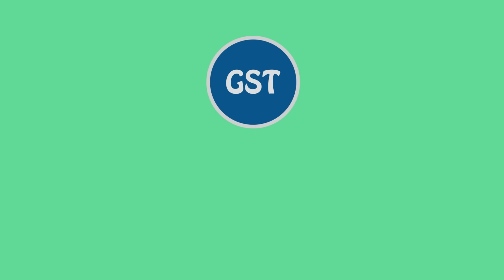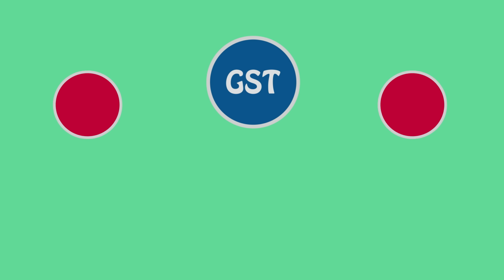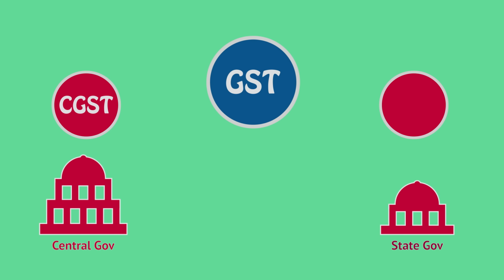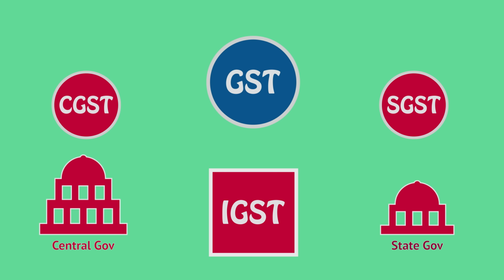The proposed tax system will take the form of dual GST, which is concurrently levied by central and state government. This will comprise of central GST, that is CGST, which will be levied by center, state GST, that is SGST, which will be levied by state, integrated GST, that is IGST, which will be levied by central government on interstate supply of goods and services.